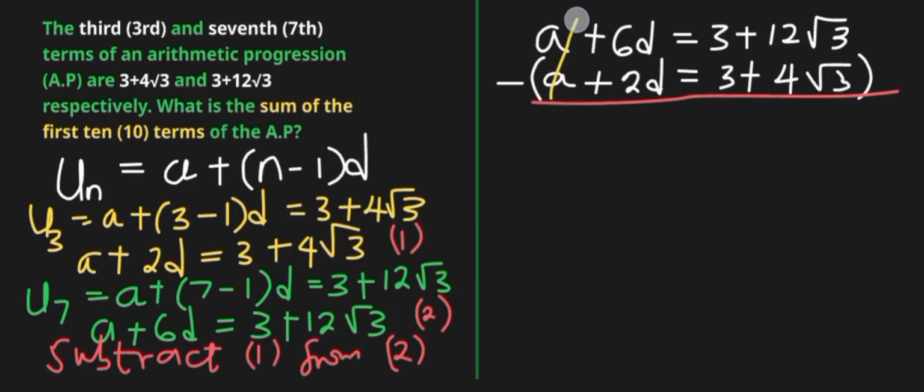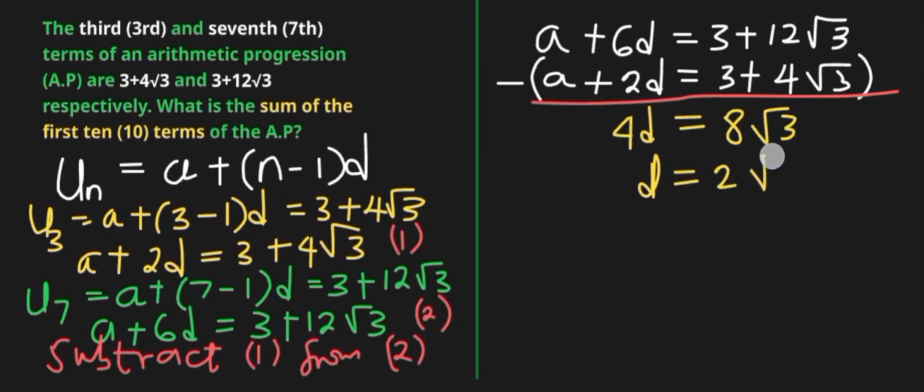So subtracting, a takes out a, and 6d minus 2d is 4d. On the right hand side, 3 takes out 3, and 12 root 3 minus 4 root 3 is 8 root 3. And dividing both sides by 4, the common difference d is 2 root 3.